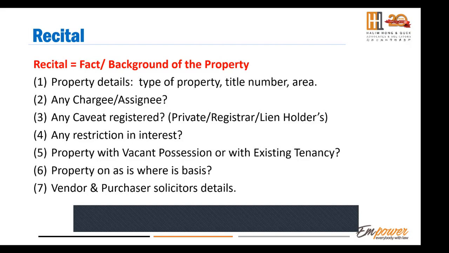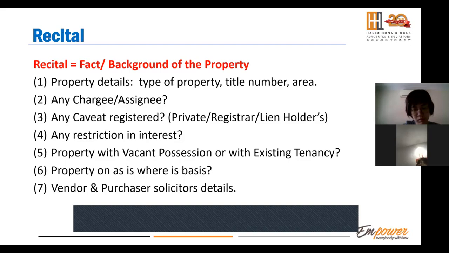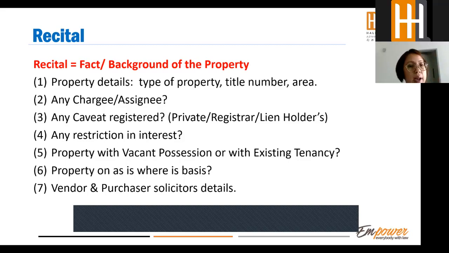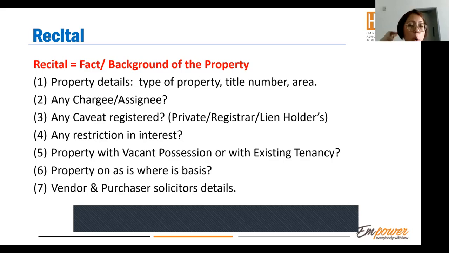The fourth thing you will always see is, let's say there is a restriction in interest. Restriction in interest is actually the sekatan kepentingan. You can know whether there is sekatan kepentingan or not from the title itself. You can always refer to the title. If there is, like let's say tanah ini tidak boleh dipindah milik or tanah ini boleh dipindah milik dengan kebenaran pihak kuasa negeri, this is what we call the restriction in interest, or in Malay we call it sekatan kepentingan. If there is, please also put it in the recital. So when people open the first page of the sale and purchase agreement, they will know all the relevant info for this property and for the transaction.